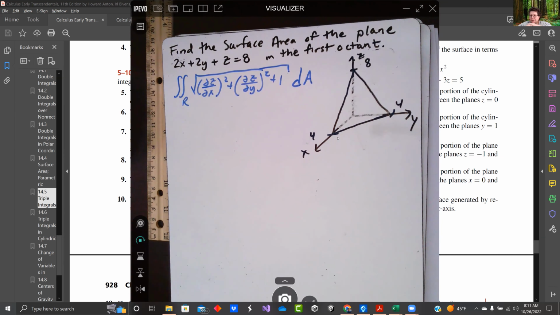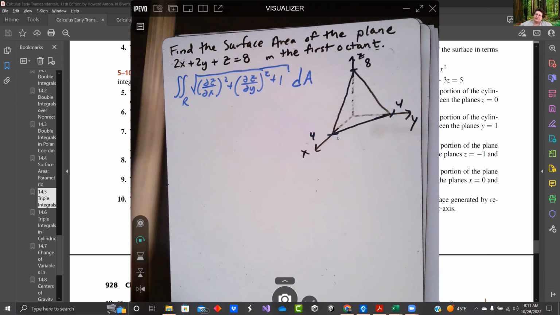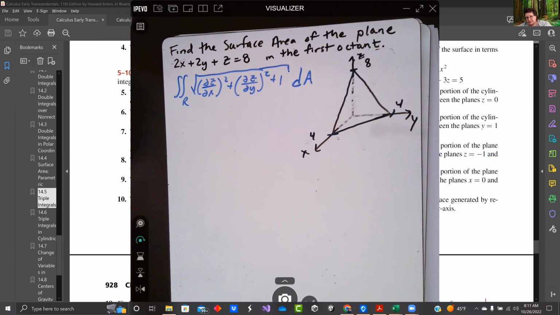Octant, if you're unfamiliar with it, is the 3D version of quadrants. Since the X, Y, and Z axes break up real space into 8 different regions, they're called octants. The first one is where all X, Y, and Z are positive.